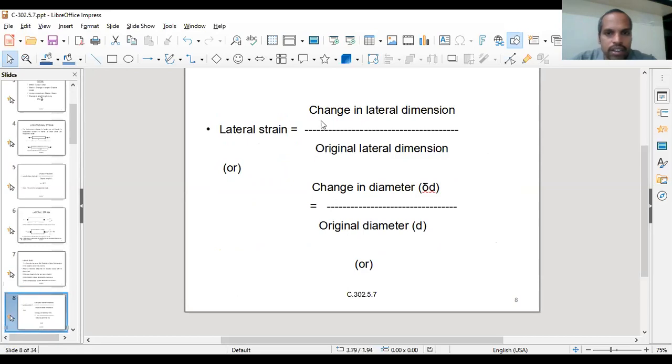Lateral strain is nothing but change in lateral dimension to original lateral dimension, that is delta D by D. If the lateral dimension is D, the change in diameter is delta D by D. If it is a circular one, it is the diameter. If it is a square or any other shape, it is change in width or change in thickness, or some other criterion.